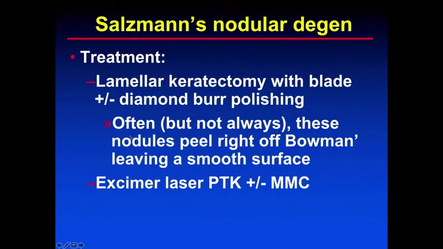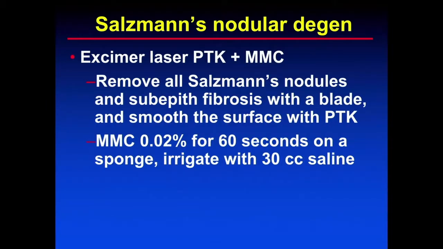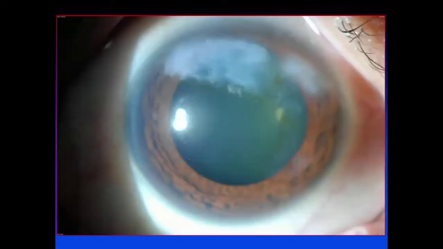You can do lamellar keratectomy with a blade, plus or minus diamond burr polishing. Often you can get a nice, smooth basement membrane, but sometimes you can't, and that's where I like to use excimer laser PTK, and I'll usually combine it with mitomycin. With that, I'll remove all the nodules and then use mitomycin 0.02% for 60 seconds on an 8mm sponge and irrigate with saline.